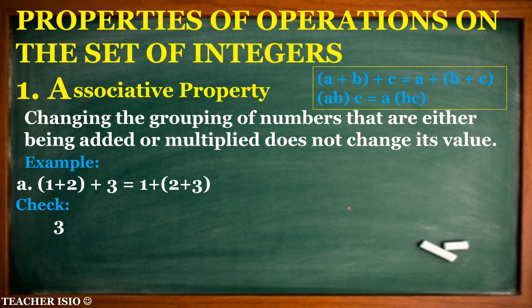We have 1 plus 2, we have 3, just bring down plus 3, equals, bring down 1. So unahin natin yung naka-parenthesis. So 2 plus 3, we have 5. Next, we have 3 plus 3 equals 6, and 1 plus 5 equals 6. So as you can see, equals sila.